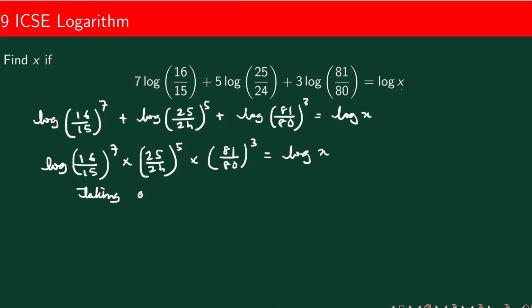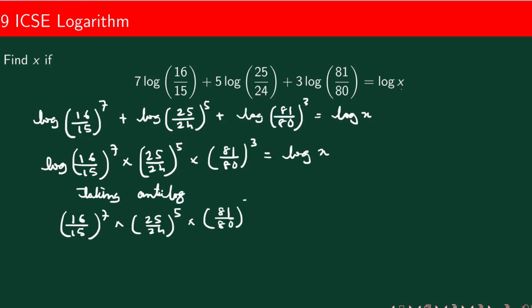So taking anti-log, we will get 16 upon 15 raised to 7, 25 upon 24 raised to 5, and 81 upon 80 raised to 3 as x. So then, of course, when you simplify this to an extent to get the value of x, you will get the answer. So how to solve this further?